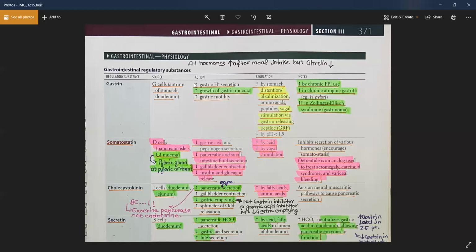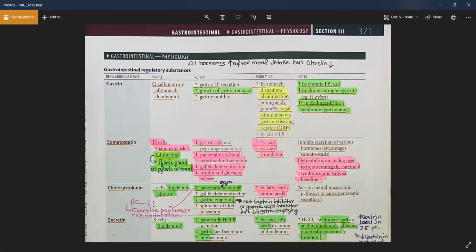Okay, and the function is to increase the HCl. Second thing is to cause the growth of the gastric mucosa. They will also cause the hyperplasia of the parietal cells. They will increase the gastric motility. They will be increased whenever you have alkalization of the stomach, where the pH is increased. And the secretion of gastrin will be decreased whenever the pH is decreased. Very important.